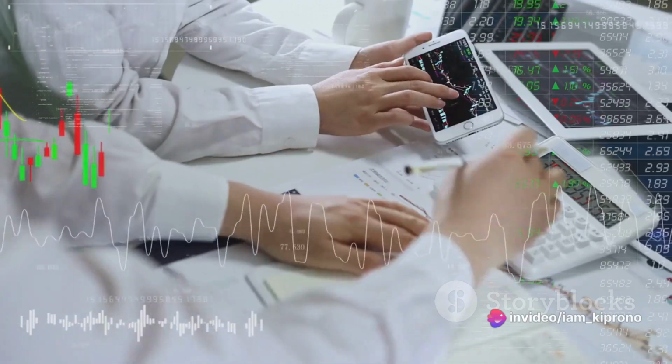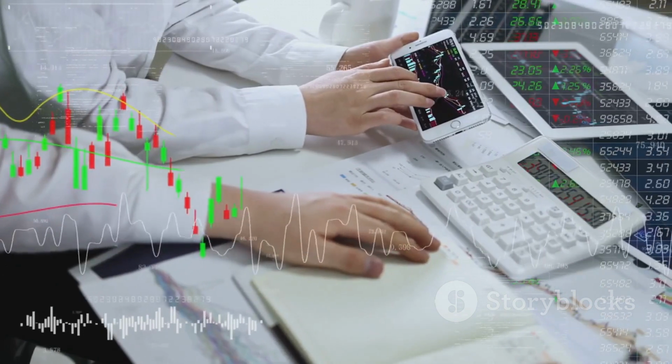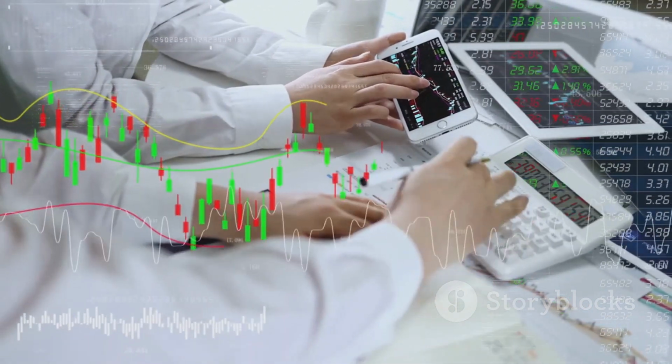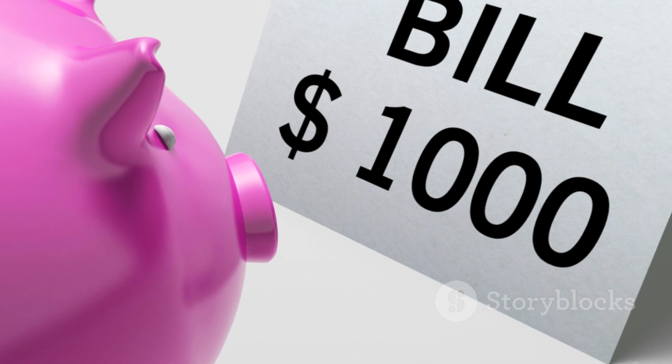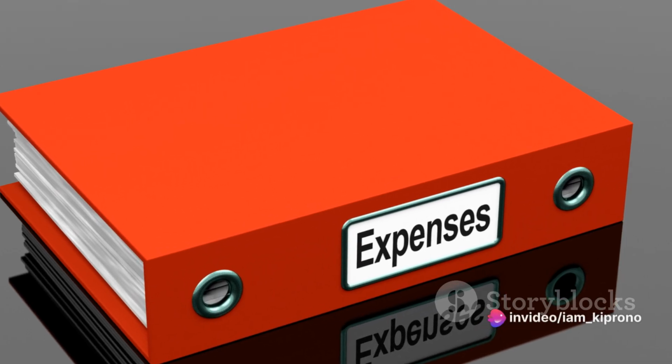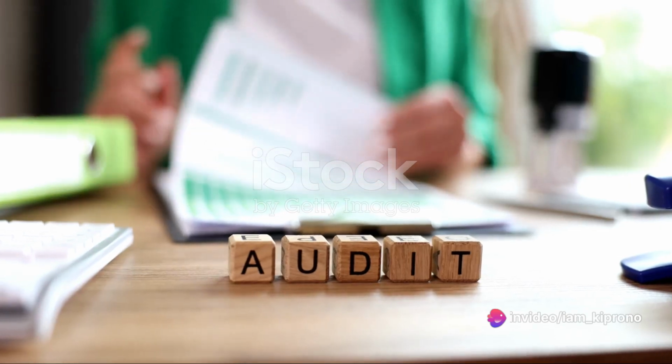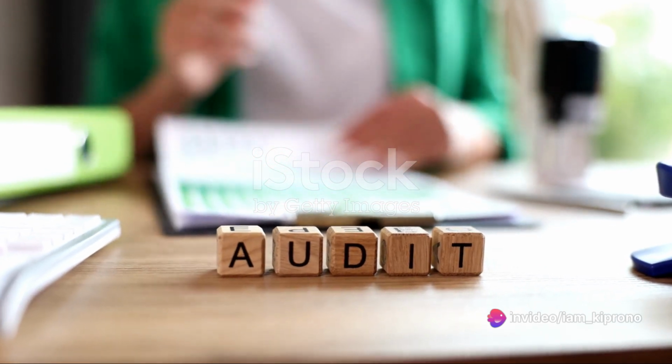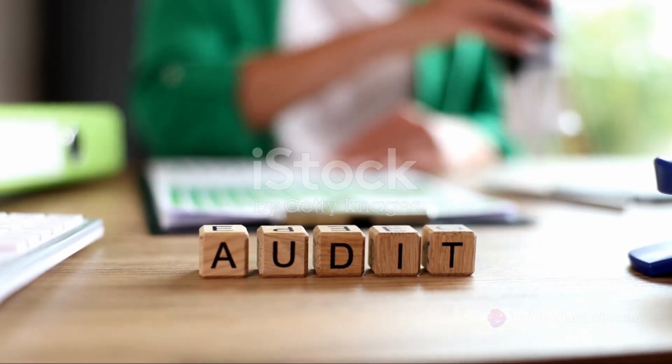This involves comparing the dates of invoices and goods received notes to determine whether the transactions are recorded in the correct accounting period. And of course, there's the review of subsequent payments and credit notes. This helps identify any unrecorded liabilities or overpayments.